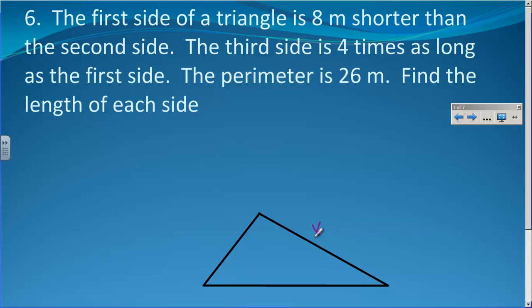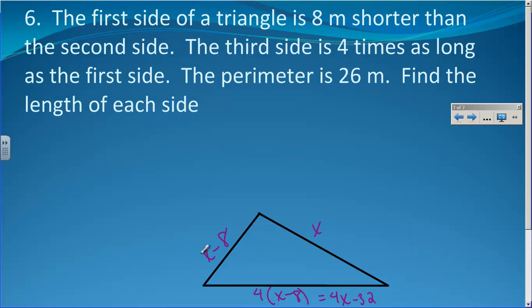So the second side of this triangle is going to be x. The first side is 8 meters shorter than that, x minus 8. And the third side is 4 times as long as the first one, 4 times x minus 8. They tell you the perimeter is 26, so I'm going to add all these up. But the first thing I'm going to do is simplify here. This is the same thing as 4x minus 32. I got that by using the distributive property.